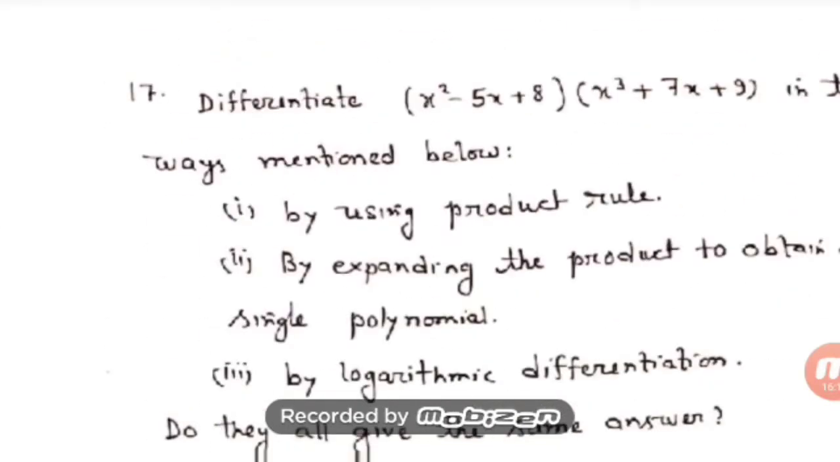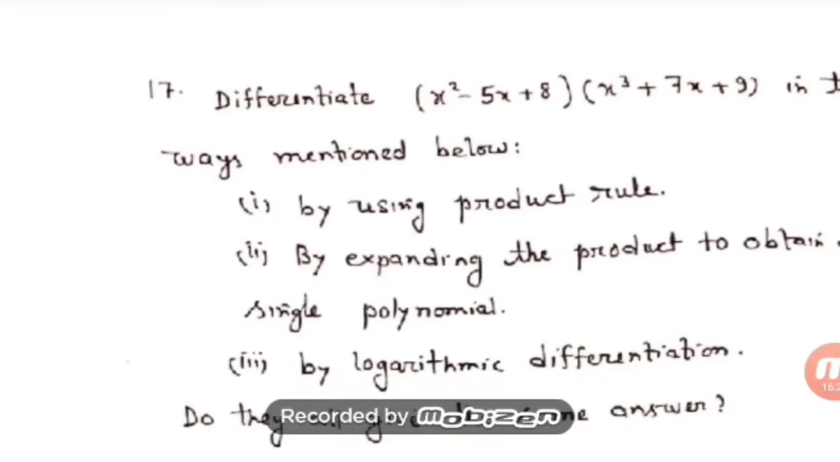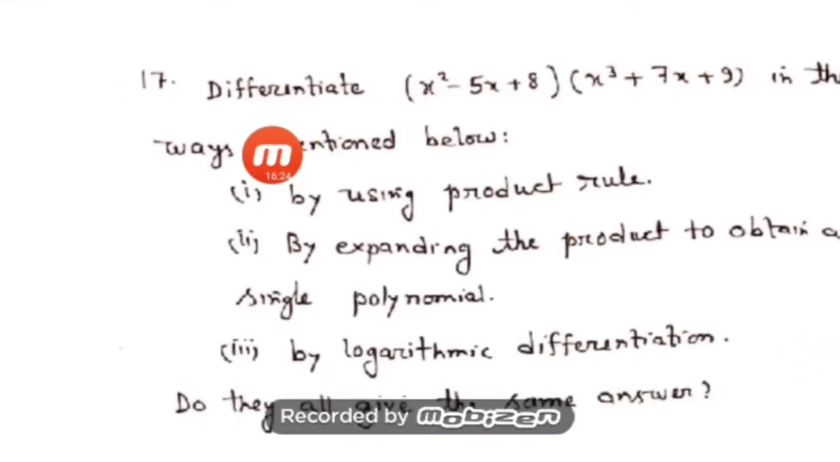Now I go to question number 17. Your question number 17 is what? This is a very lengthy question, you see. Differentiate (x cube minus 5x plus 8) into (x cube plus 7x plus 9) in 3 ways mentioned below. That means this question you have to do using 3 methods of differentiation.